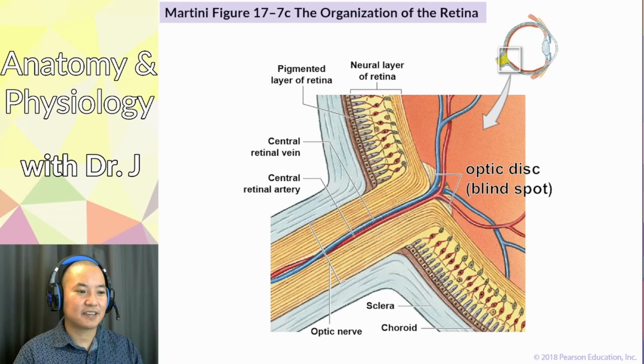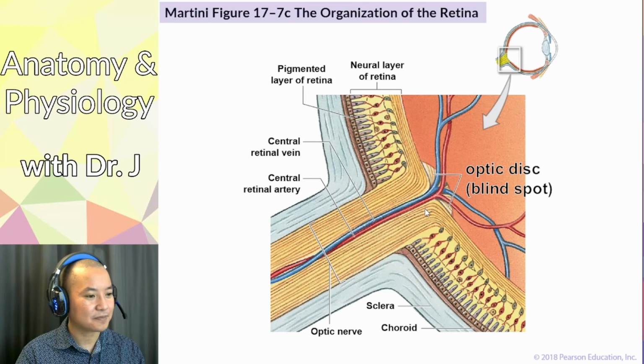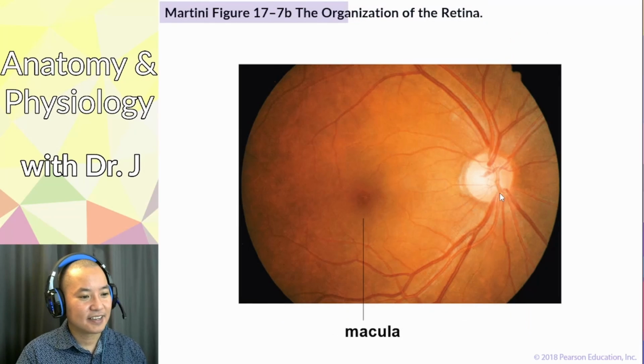This is the blind spot. So there's no retina here because why? This is all occupied by nerves. The nerves need some way to exit the eye. The cool thing is that some organisms, like octopuses, don't have blind spots because they have a different arrangement of these nerves, but we have a blind spot. And that's what we see here.